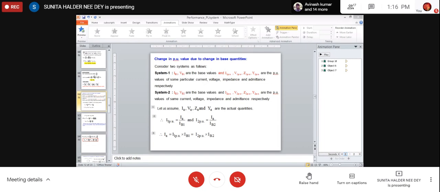Now for impedance, the per unit impedance equals the actual value into volt ampere by base voltage square. From there we can derive the actual value as Z1 per unit into VB1 square by SB1. Similarly, Z2 per unit will be actual into VA of base system 2 by VB square of base system 2. So if we substitute the actual Z, we can get a relationship between the per unit value based on old quantities and new quantities.